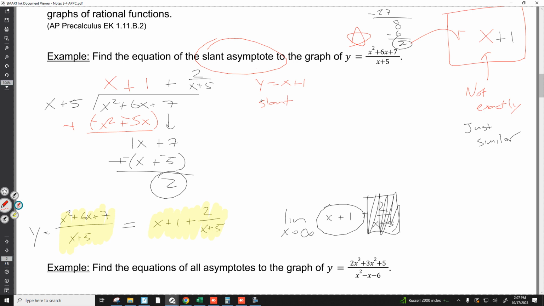Do you not say the remainder because that's like 0? That's just the equation. Because that goes to 0. As x goes to infinity, we don't have to worry about it. What do you think? There is no horizontal asymptote. We have a slant asymptote. We have an asymptote that has a polynomial behavior. We have a y equals x plus 1 asymptote.